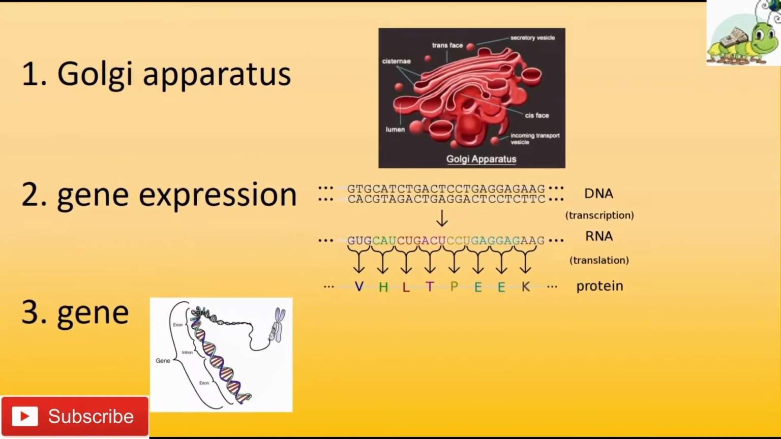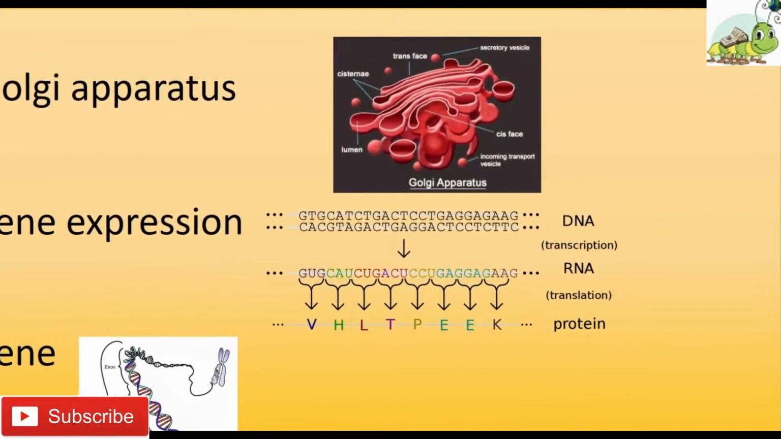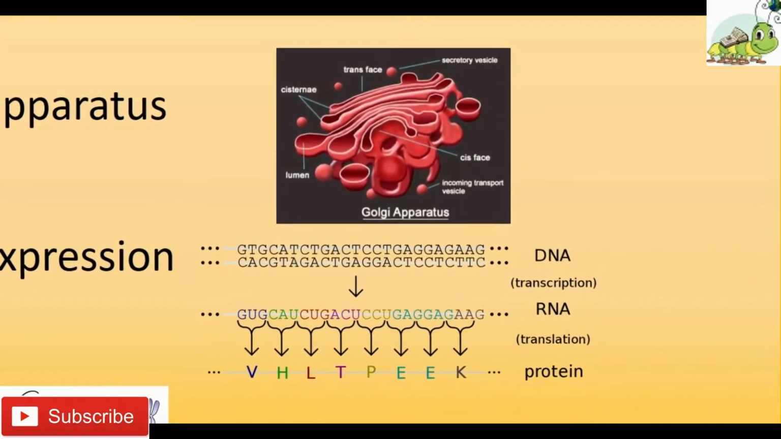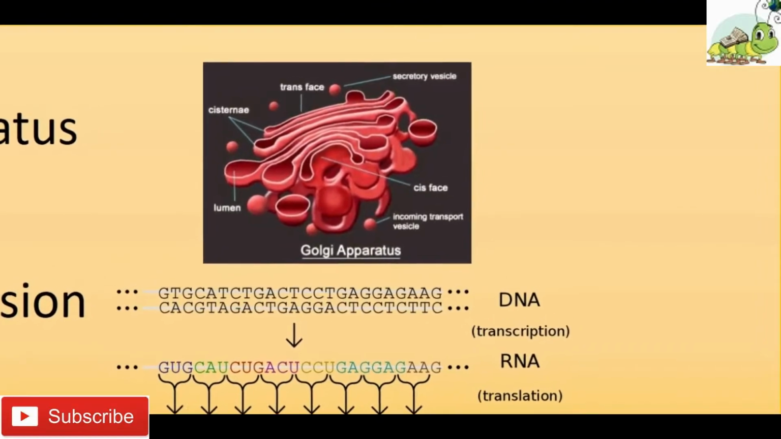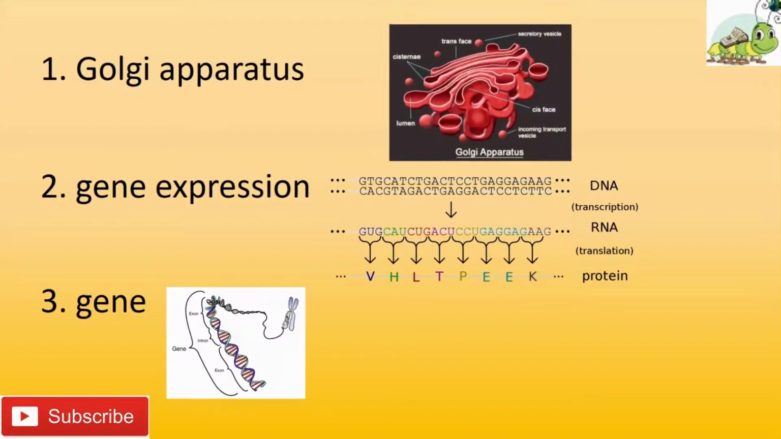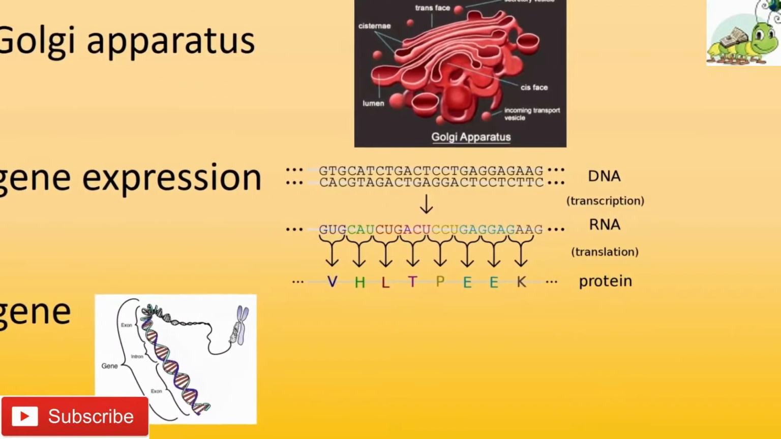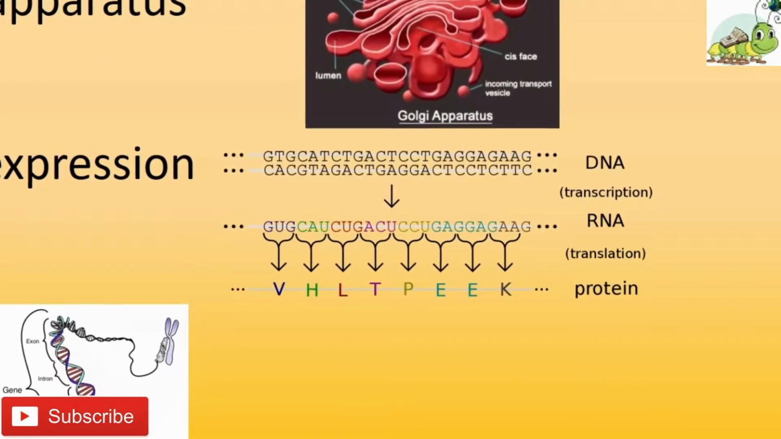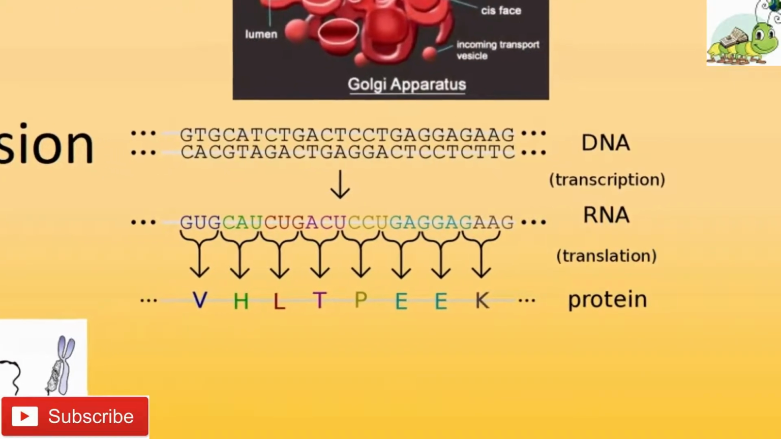So today's first point, the Golgi apparatus. The cellular organelle formed by a series of flattened membrane-bound sacs that functions in protein modification, tagging, packaging and transport. Point number 2, gene expression. What is gene expression? The active interpretation of the information coded in a gene to produce a functional gene product.